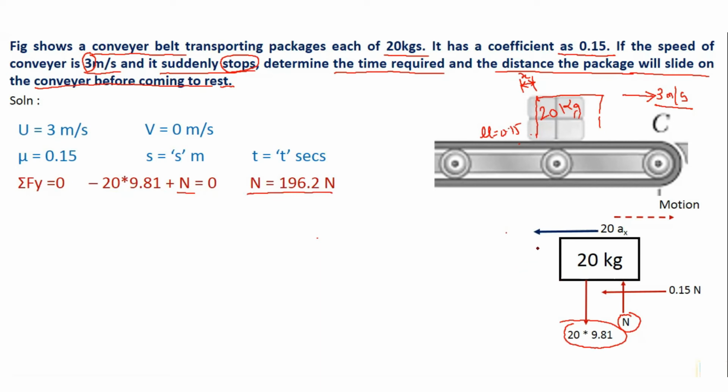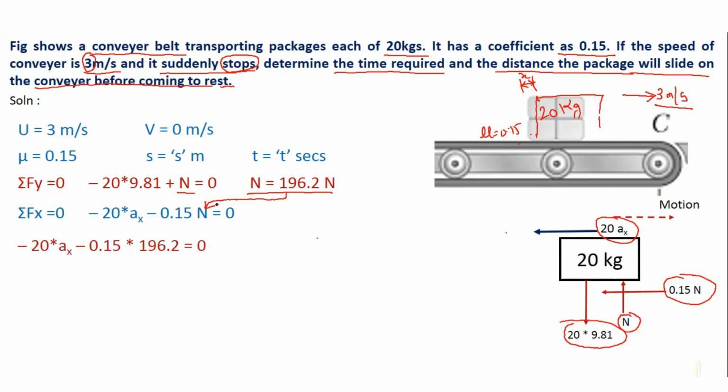Next step, summation of Fx should be 0. I have forces in the x direction as 20 ax and 0.15 N. So I will write minus 20 ax minus 0.15 N, because both are towards the left side, equal to 0, where the value of N we have already found as 196.2. I will substitute that value and I will get the answer for ax as minus 1.47.